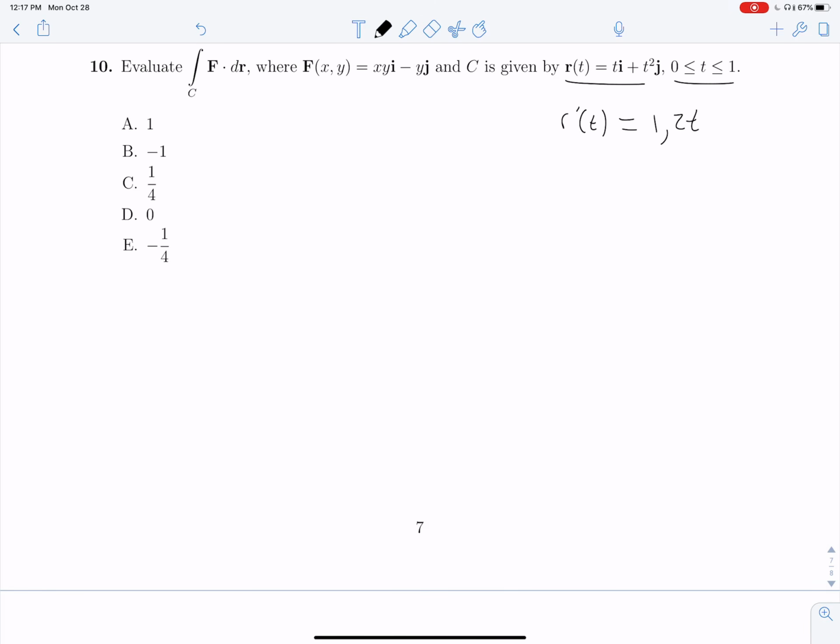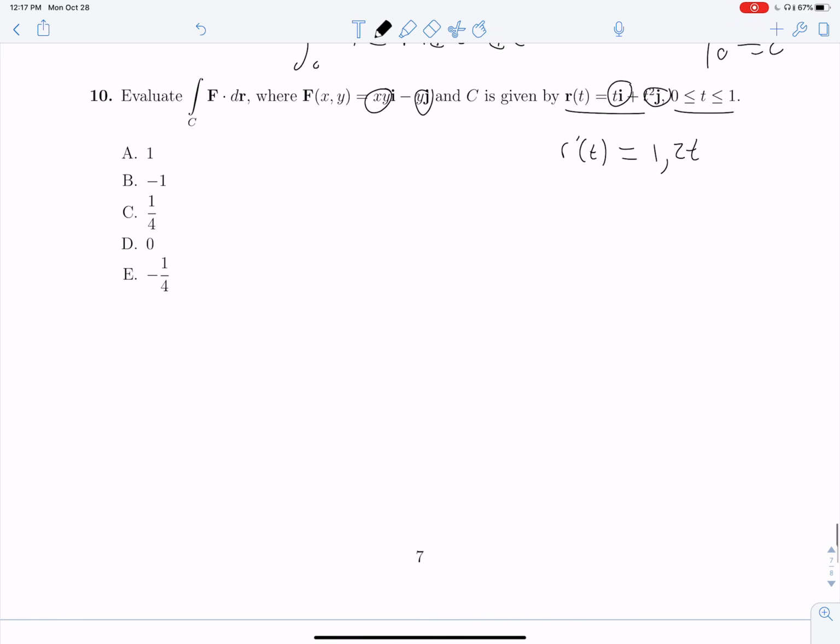R prime of t is going to be 1, 2t. Great. Okay. We also need to sub in our i and j values for our x and y values over here. So xy is going to be t times t squared, and we know that we need to dot that with the x component of the derivative of our path vector. So that's just going to be dotted with 1. And then we're going to subtract y, which is t squared, dotted with the derivative of our y component, or really the j component, so 2t.